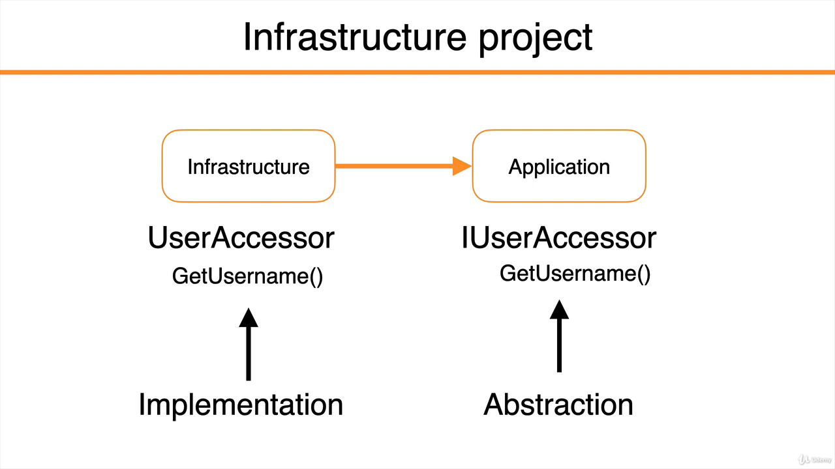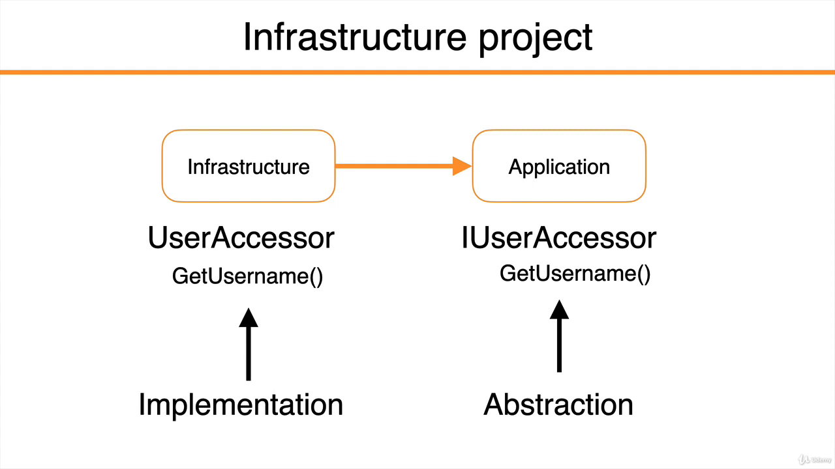So let's take a look at what our infrastructure project is going to be responsible for initially. Our infrastructure project is going to have a dependency on our application, but our application does not have a dependency on the infrastructure. So for that reason, we're going to create an interface inside our application layer that allows us to get a user's username. But the implementation class is going to be held in our user accessor. And in our infrastructure project, we're going to have access to the HTTP context. We're going to go and get the token from inside the claims principal from the HTTP context, and that's going to be our implementation class.